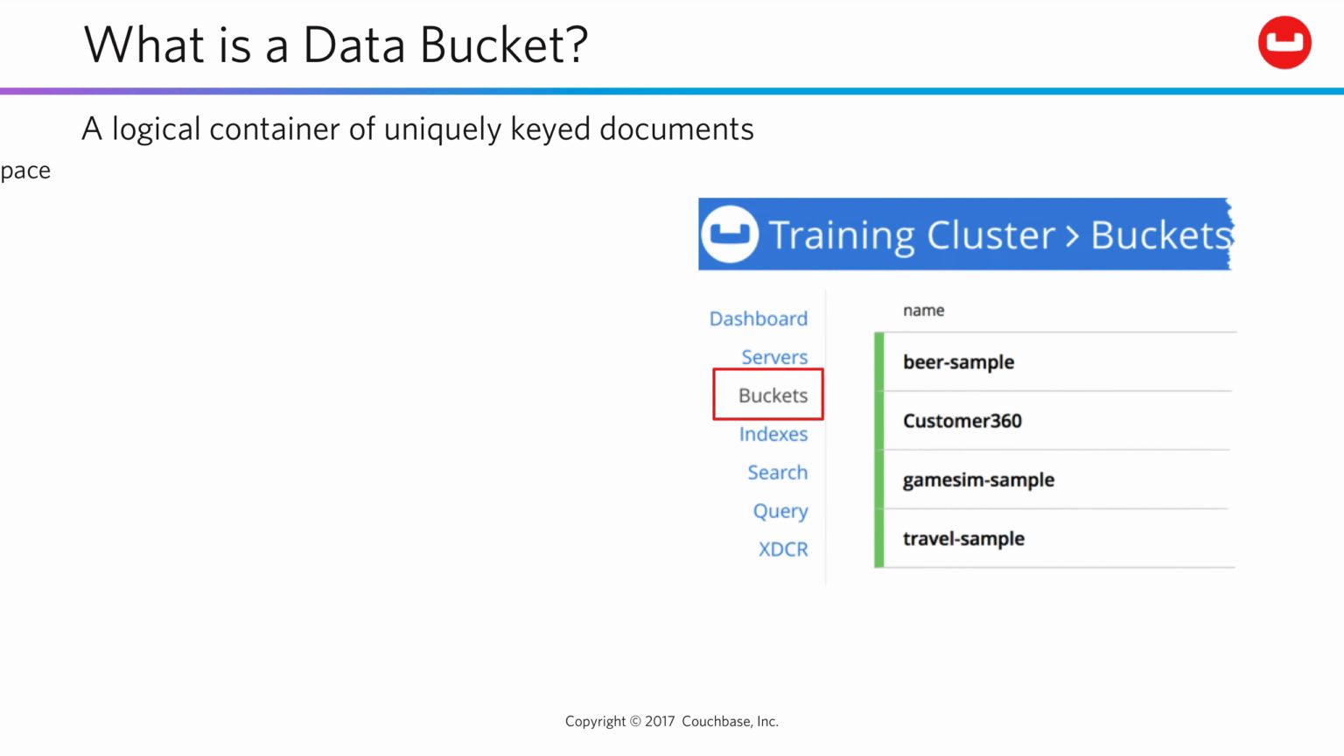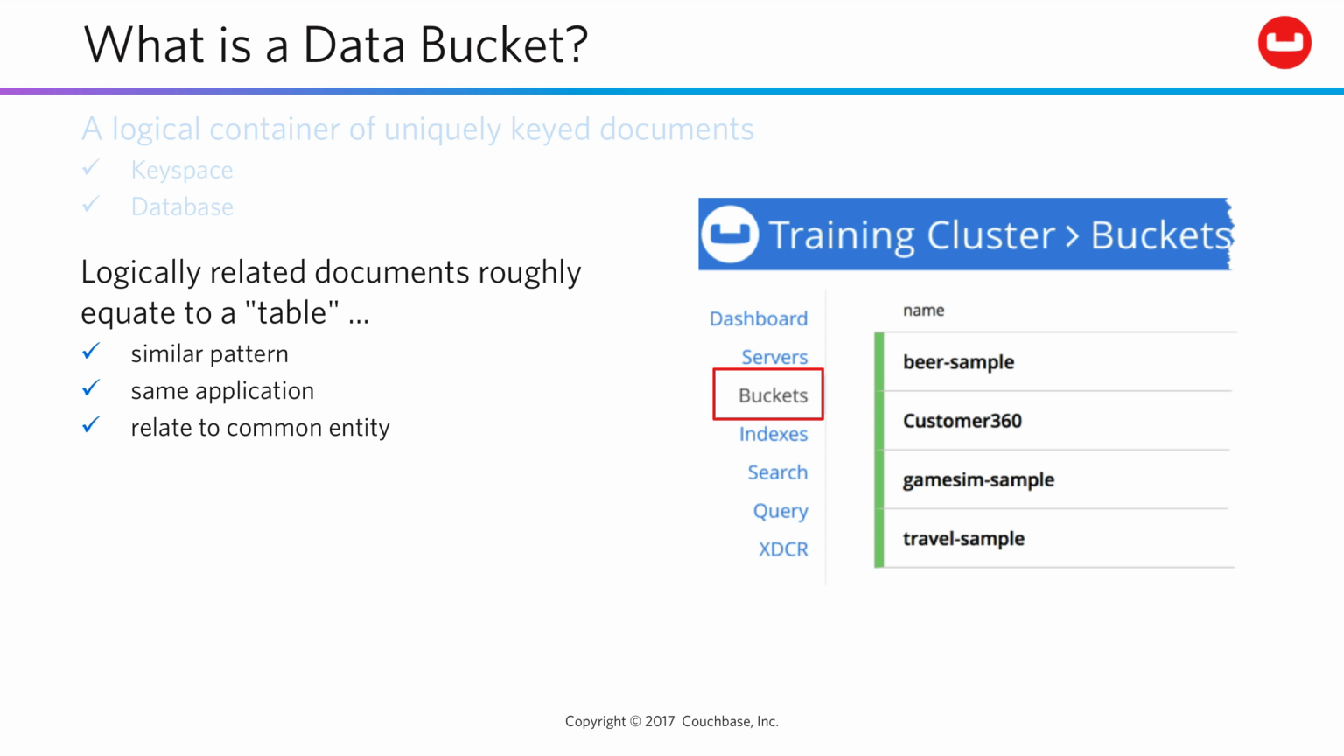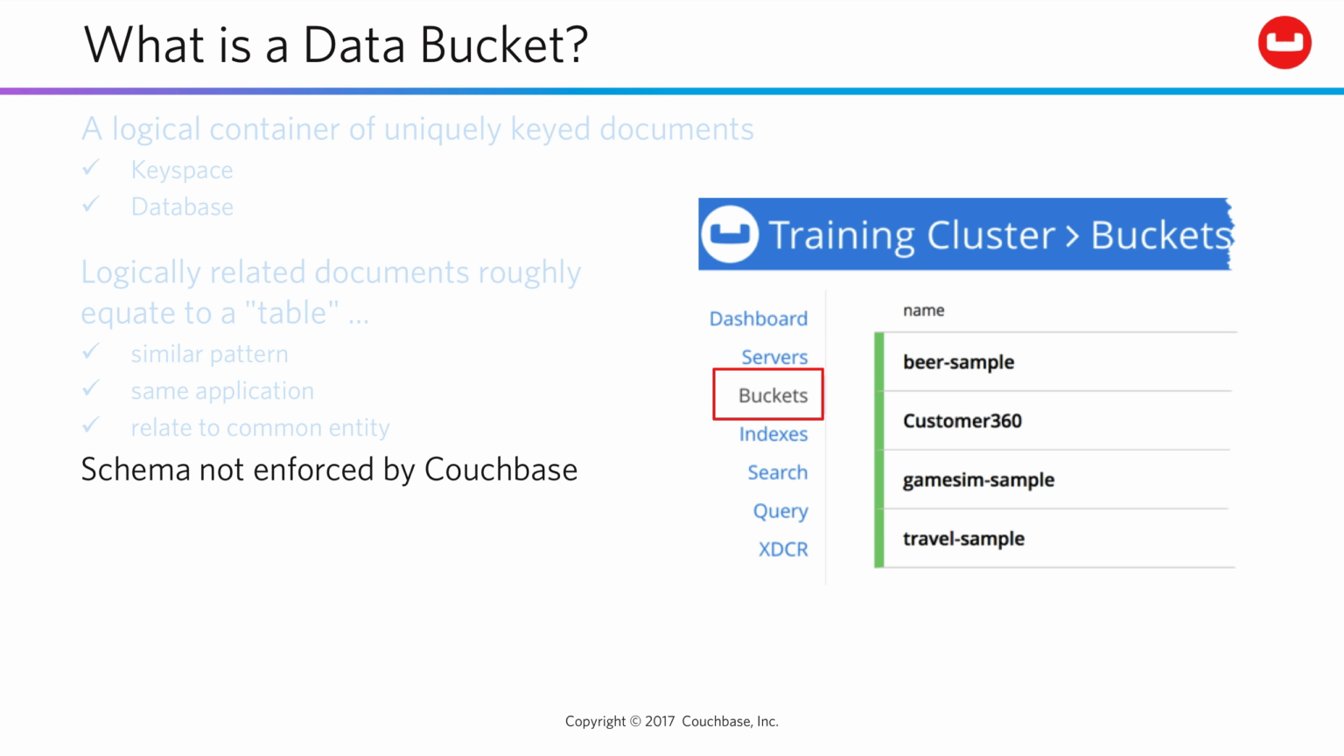So data buckets are logical containers of uniquely keyed documents. You could think of them as a key space and possibly as a database, though their use patterns are driven by different concerns than a traditional RDBMS database and its entities. Going further, you could think of a set of logically related documents in a bucket as somewhat equivalent to a table. These documents may have the same pattern, or relate to the same application, or relate to an entity used consistently across multiple applications. But there is no schema being enforced by Couchbase.